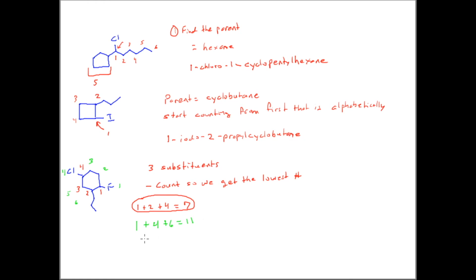And now you're just going to label everything out. We're going to list the names of all of these alphabetically. So 4-chloro, 1-fluoro, and 2-propylcyclohexane. And there you go. Well, that's it.